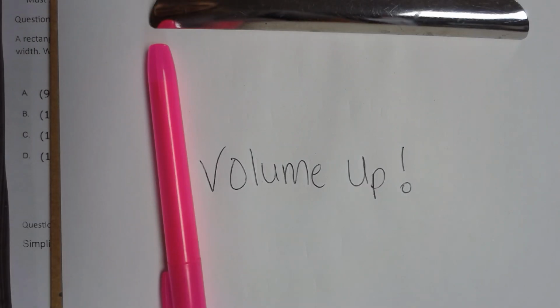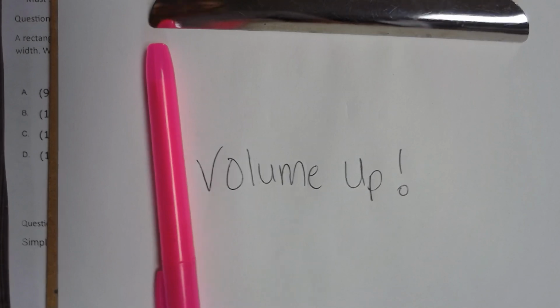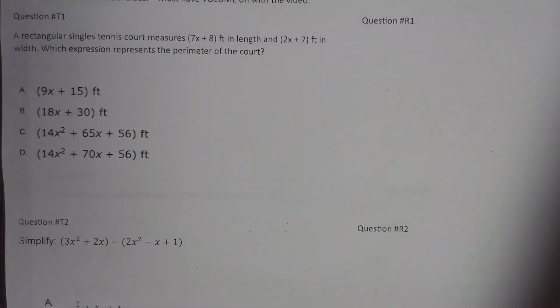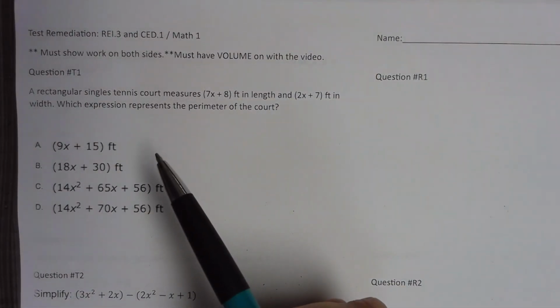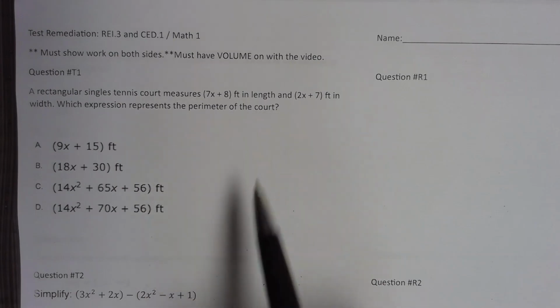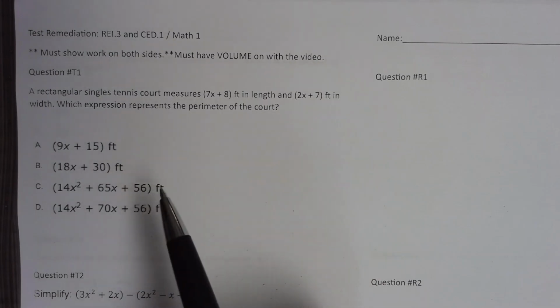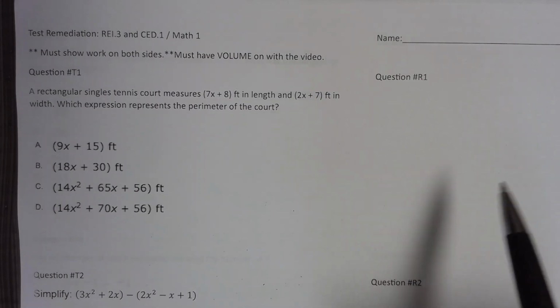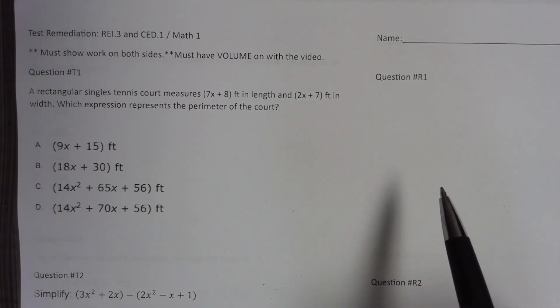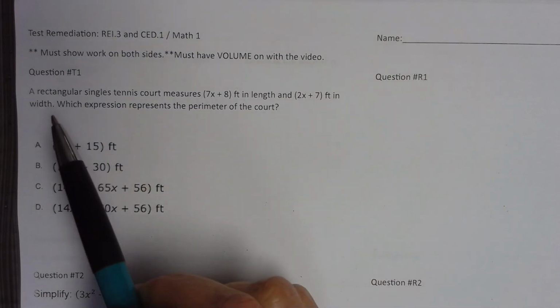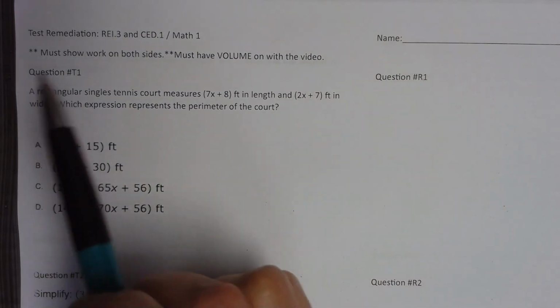Hey everybody, let's make sure our volume is up so we can hear what's going on, and you may want a highlighter. Okay, for test remediation, let me describe how this works. We do the left side together, and everything that I write, you need to do with me. Then on the right-hand side, you're going to do the same thing and show the same amount of work. All right, so these were the most missed problems on the test.